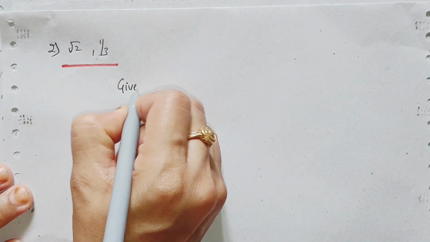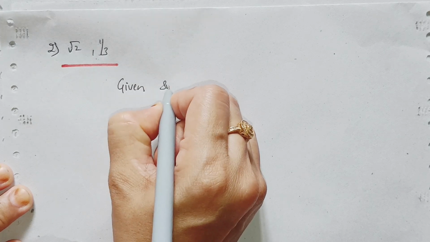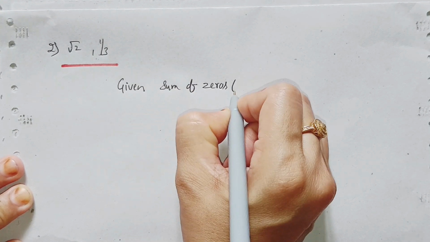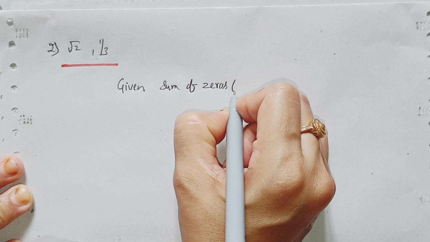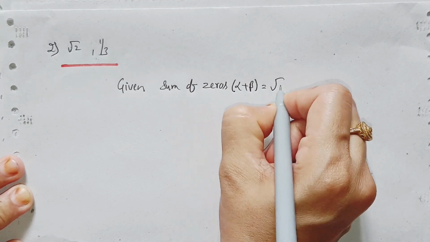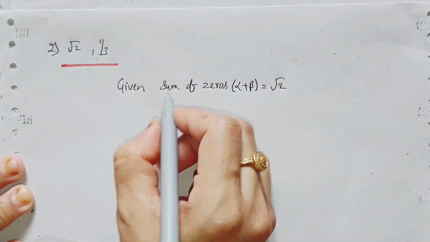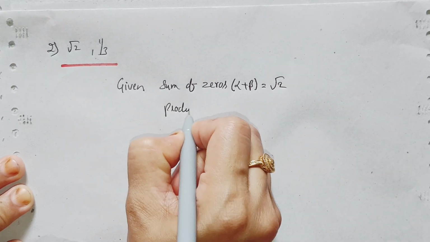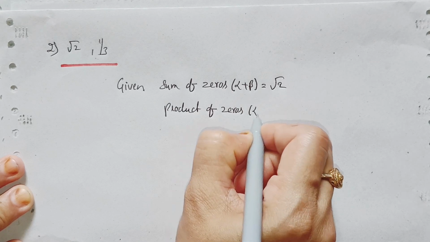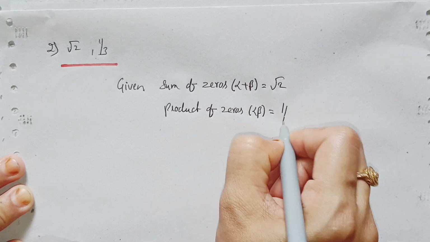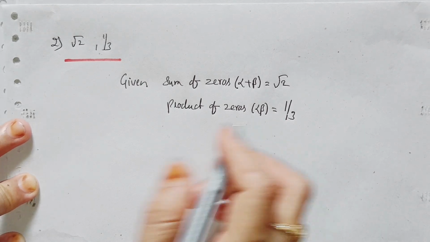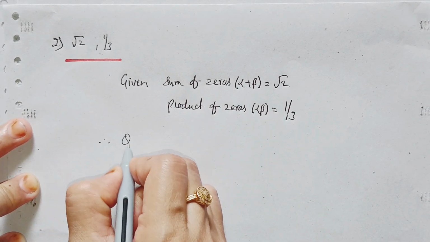So given is the sum of zeros, which is alpha plus beta equal to root 2, and the product of zeros, which is alpha beta, is 1 by 3. Okay, these are the given terms. Now we have to find out the quadratic polynomial.